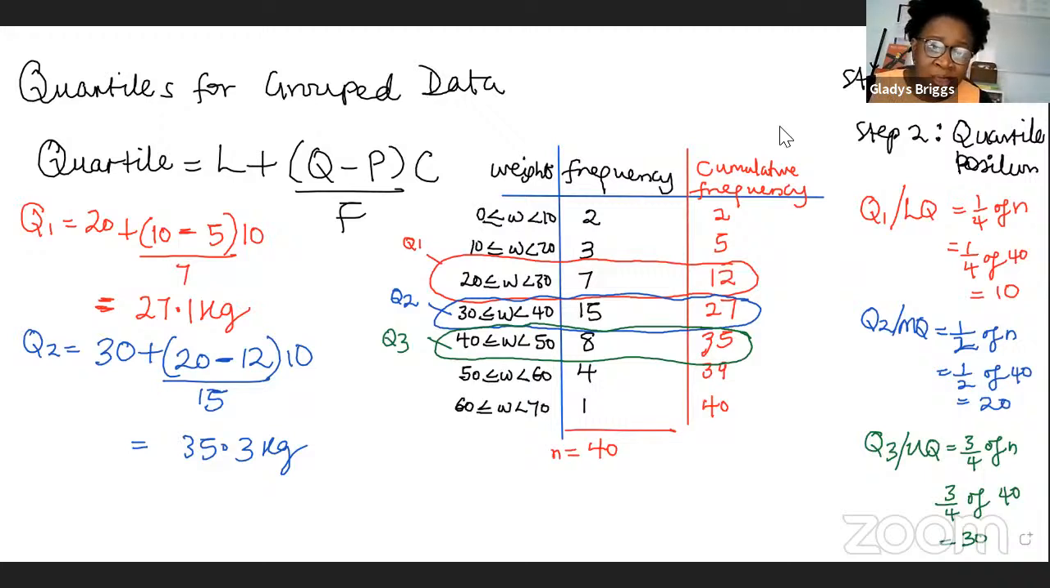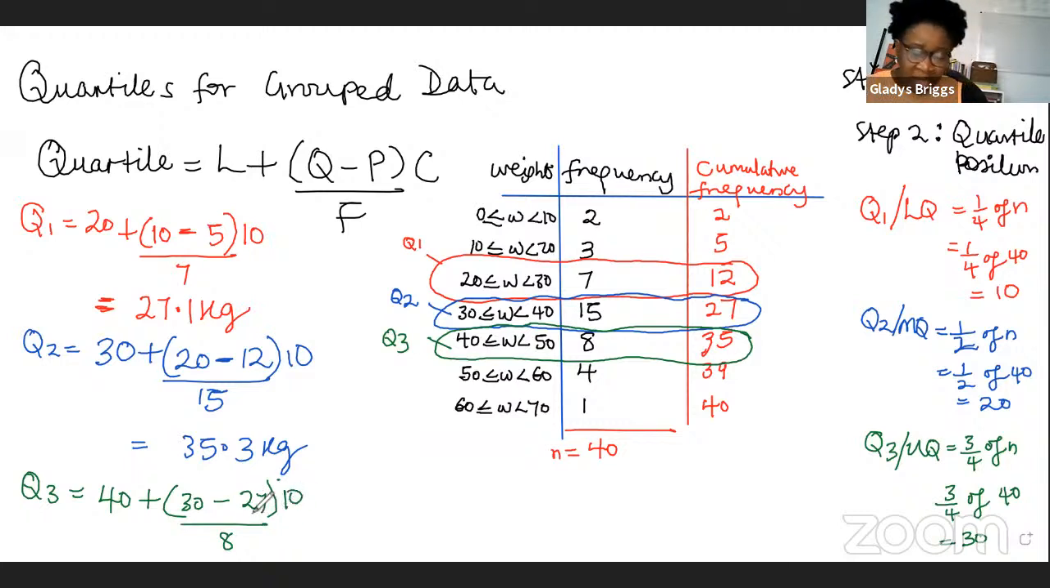And the last one is the quartile 3, yeah? Q3 is equal to the lower limit of the quartile class, which is 40, plus the quartile position is 30 minus the preceding class cumulative frequency is 27 over the class frequency is 8 times 10 here, okay? You guys need to put that into your calculator and let's see what you get.